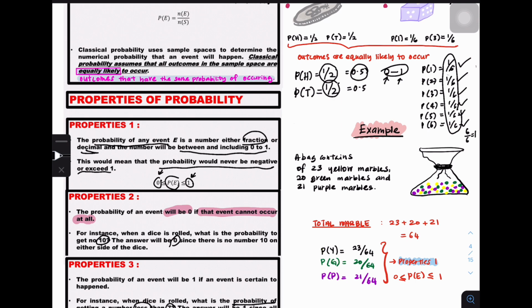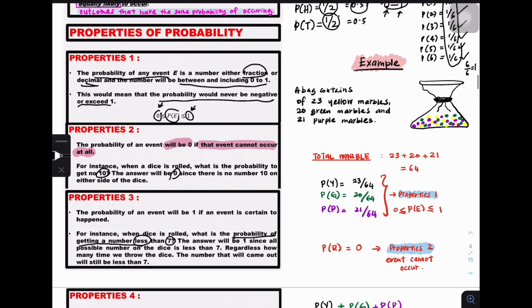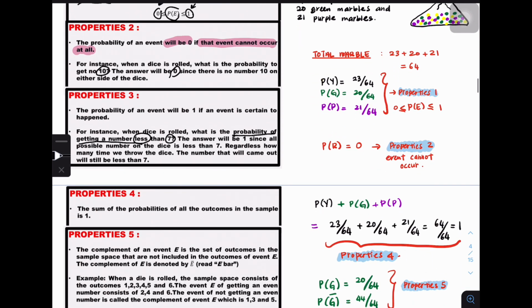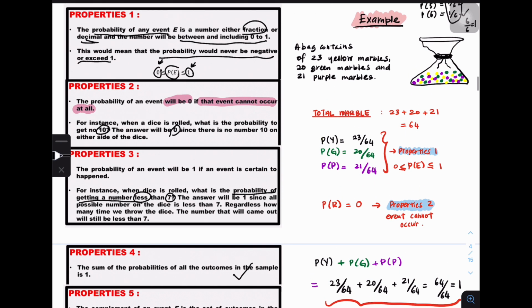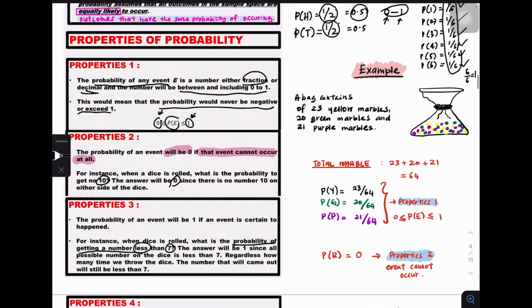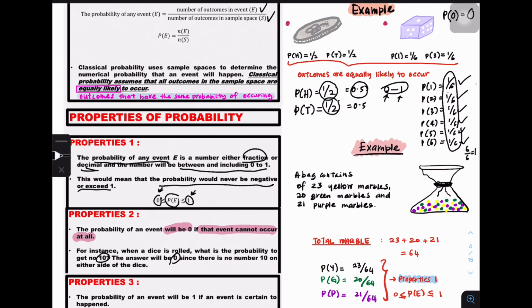So ini adalah example dia. Okay. And then, the sum of the probability of all the outcome in the sample space is 1. Okay, so kalau kita tambah probability outcome dalam sample space, mesti dapat sama dengan 1. Tadi kita dah tunjuk yang ini, awak dapat 6/6 sama dengan 1.